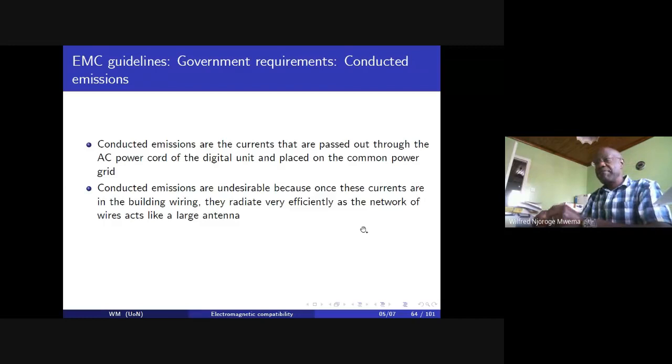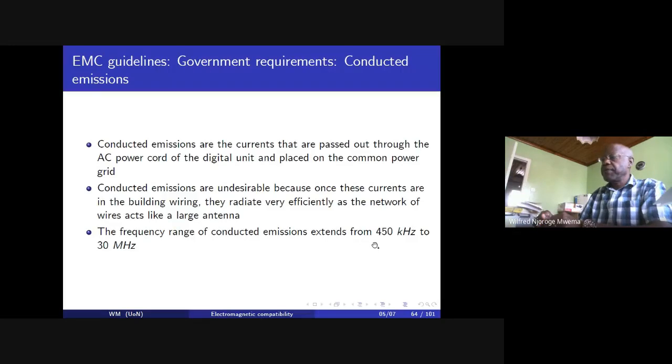So the conducted emissions are undesirable because once the currents are in the building wiring, they will radiate as well, very efficiently, because the wiring will be large, since the wire will have a very long length covering the whole house or the whole building. Then it will act as a very nice antenna at those frequencies, even if they are power frequencies. So the wavelength will be on the same order of magnitude as the wire.